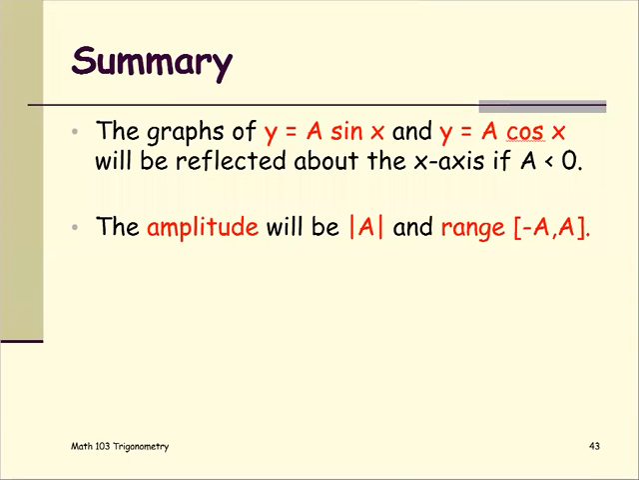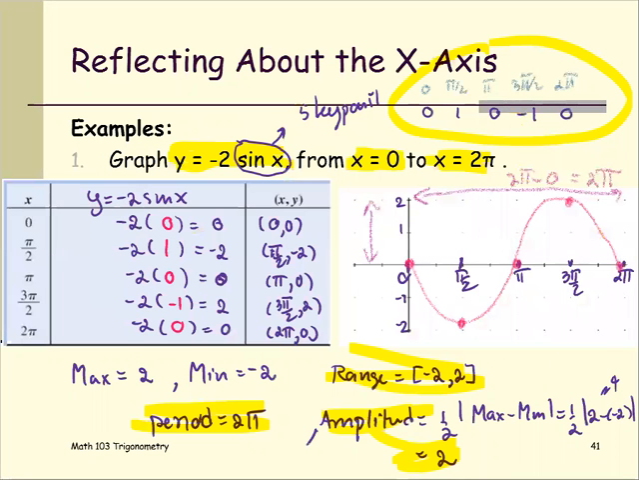In summary, the graphs of the function y equals a times sine x and a times cosine x will be reflected about the x-axis for a less than 0. The amplitude will be the absolute value of a, and the range would be from negative a to positive a. And we go back to the graph that we just did.